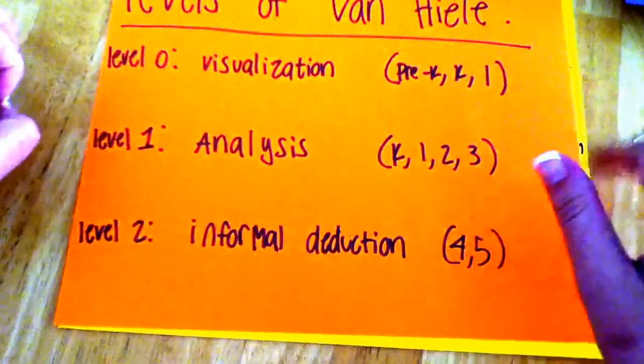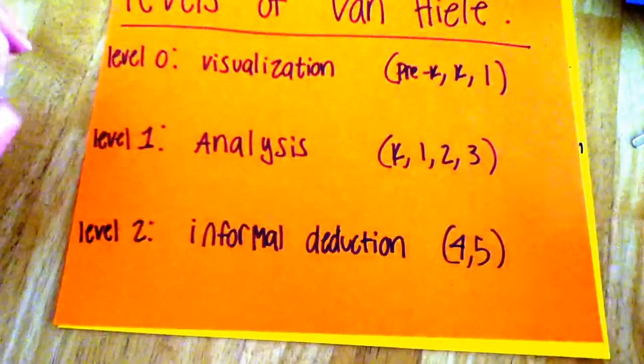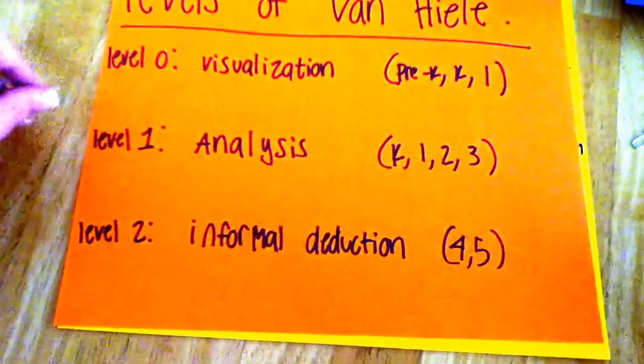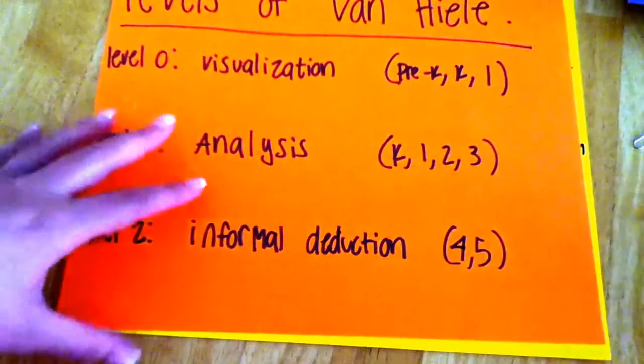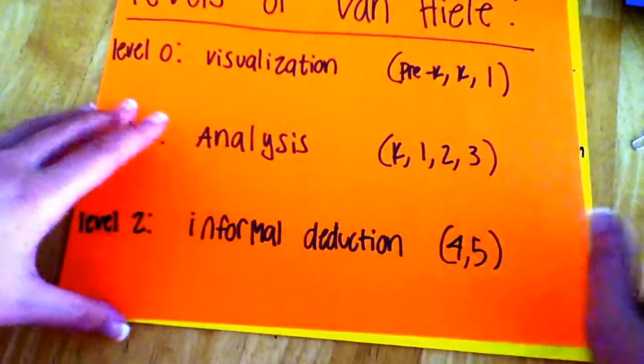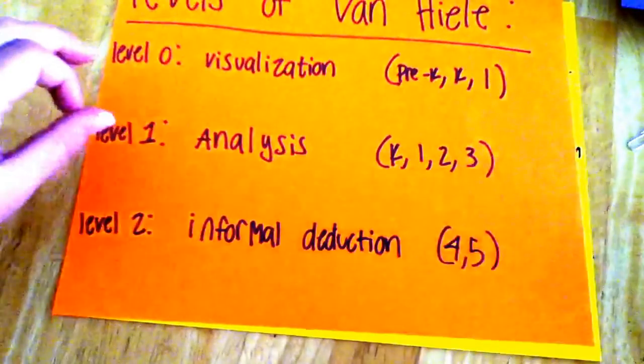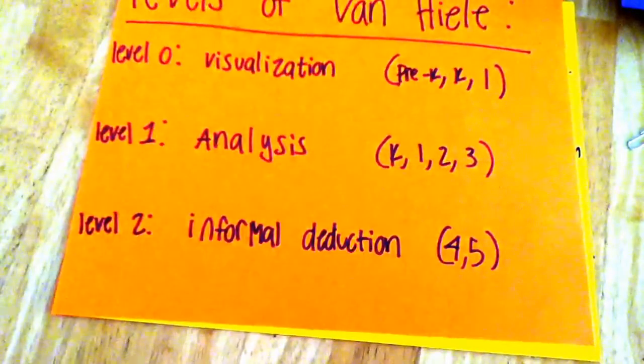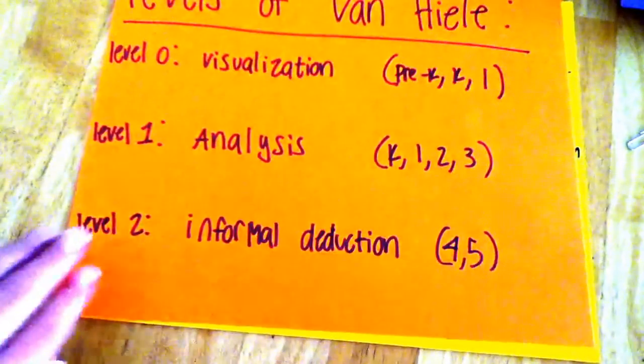These grades are just usually when we see students going through these levels, but they do not have to go at these certain times. So you could still have a second grader in level 0 if they hadn't progressed onto level 1 yet.